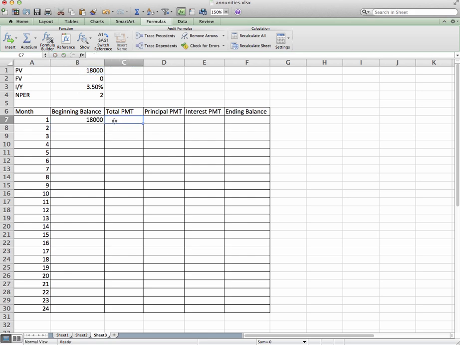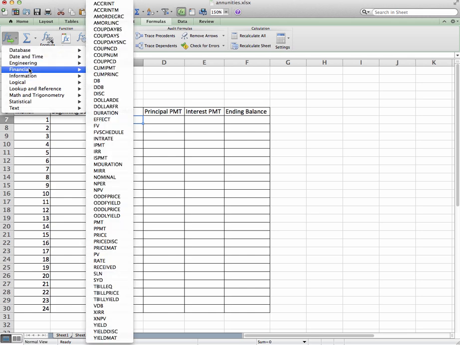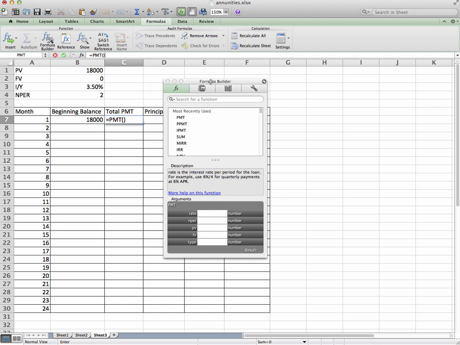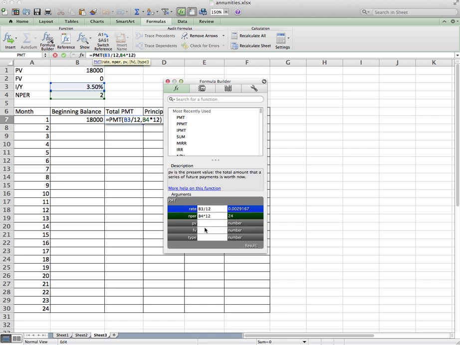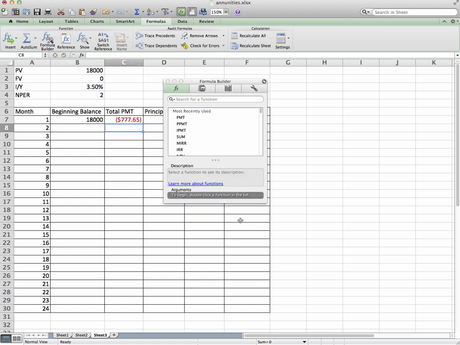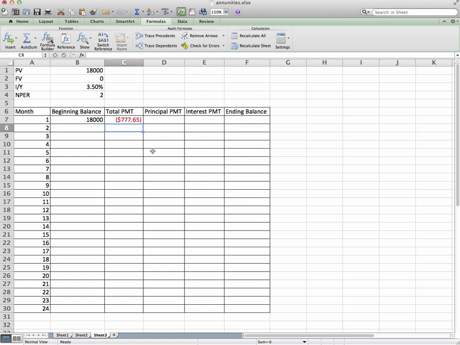My total payment, I'm going to go up to Insert, Financial, PMT, open up my formula builder here. My rate, what is my rate? 3.5%, but then I have to divide that by 12 to put it in months. Number of periods is 2, but then times that by 12 to put it in months. My present value is $18,000, my future value is 0, and that'll work. Hit Enter. Get out of my formula builder.